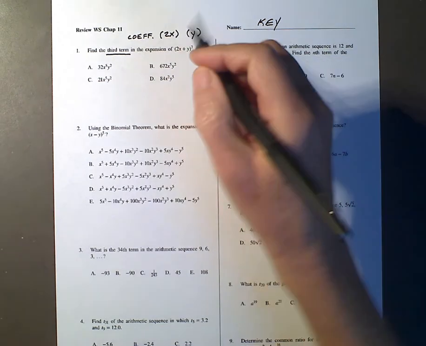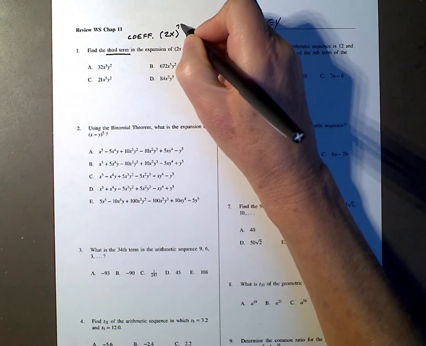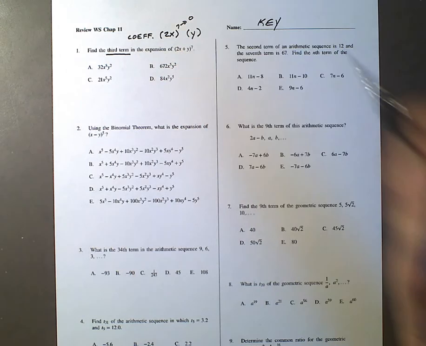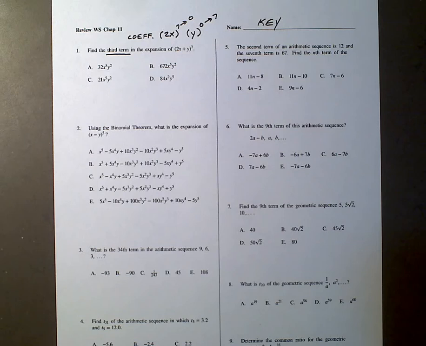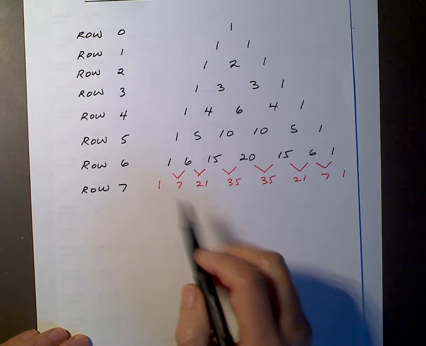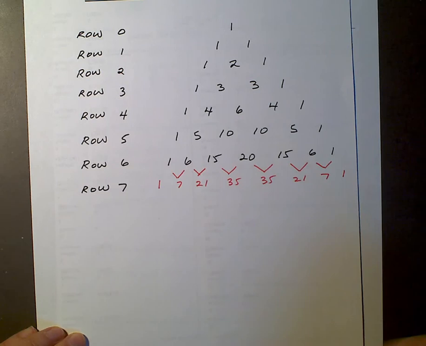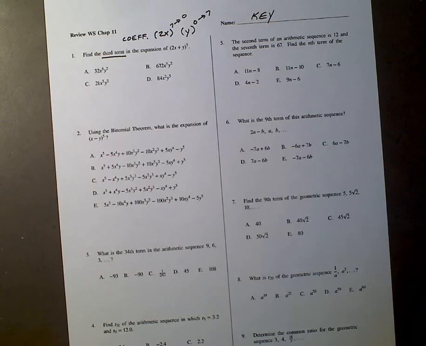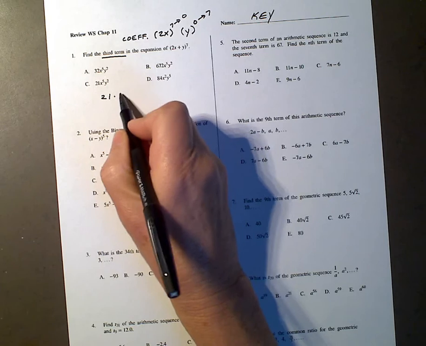And I know that when I do this with 2x, if I start with the first term, the exponent on that base is going to run from 7 all the way down to 0 for the 8 terms. And on y, the exponents will run from 0 in the first term all the way up to 7. So if I find the coefficient of the third term in Pascal's triangle, if I started with row 6, I generated row 7, and so the third term, 1, 2, 3, would have a coefficient of 21. So I'm going to take 21 times 2x.